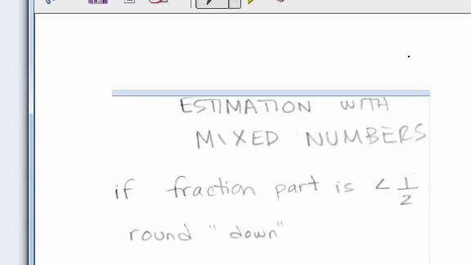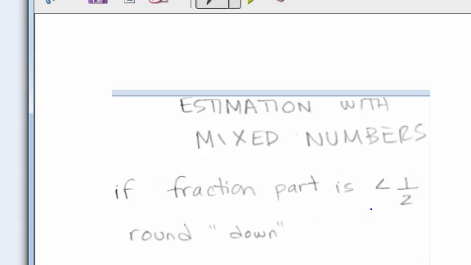Throughout your homework in my math lab, you'll be asked to determine exact answers and then estimated answers. This is an important part of learning how to deal with fractions because you always want to be able to determine if your answer makes sense or not. So when we estimate with mixed numbers, whether we are adding, subtracting, multiplying, or dividing, we are going to round our mixed numbers to a whole number.